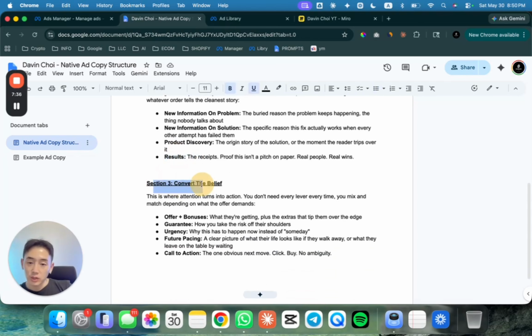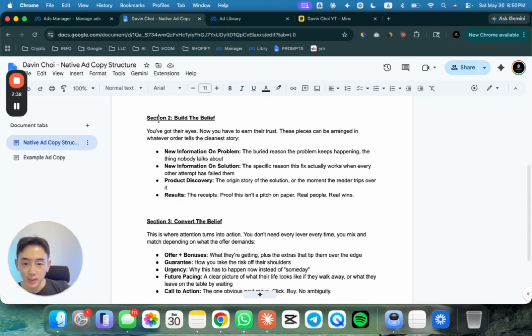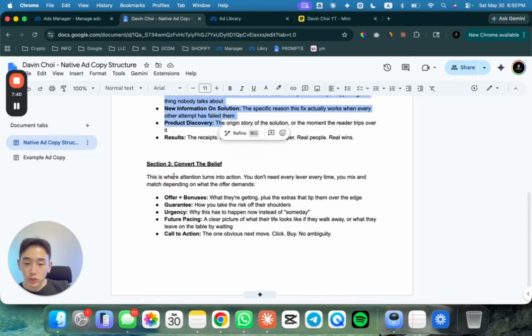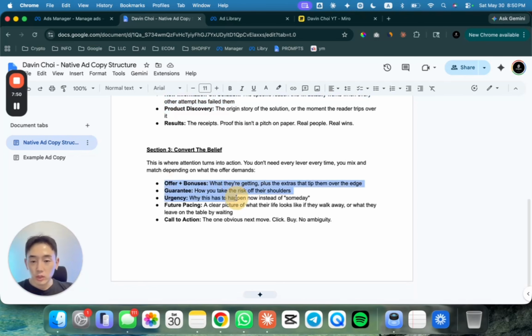Now, the last section is where you actually convert the belief that you gained here, and now you're just trying to get them to buy. Click the button, go through to your advertorial, listicle, landing page, or wherever you want to send the traffic. It usually consists of these sections: the offer plus bonus. This can be something like, oh, they had a buy one get one, so I was just like, why not, and I bought it.